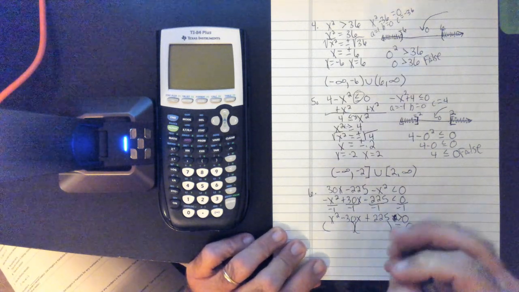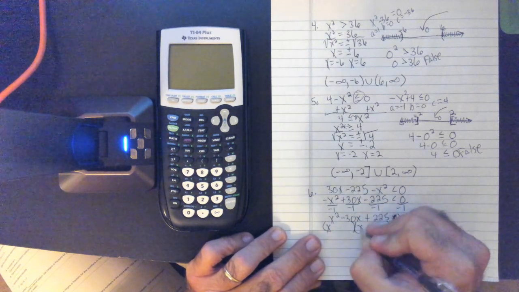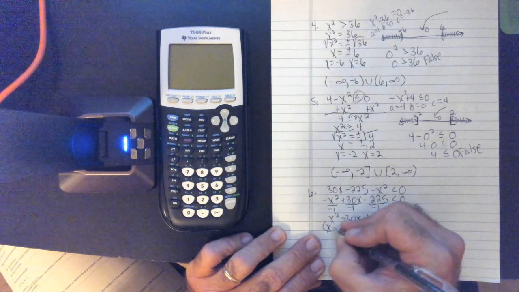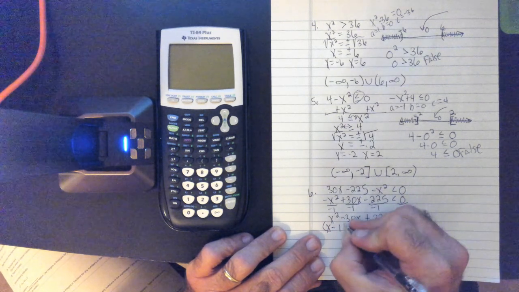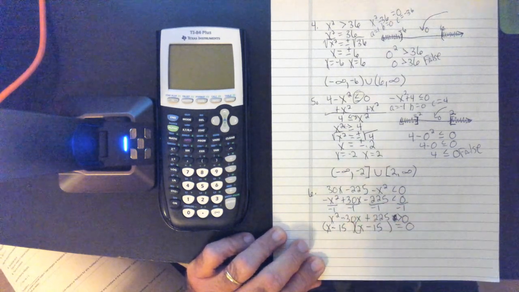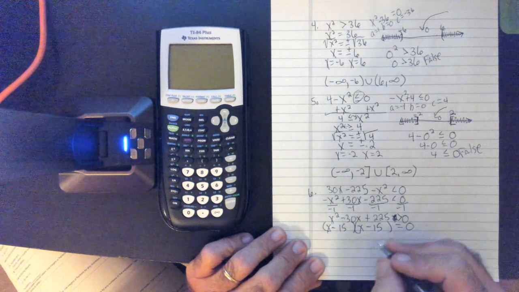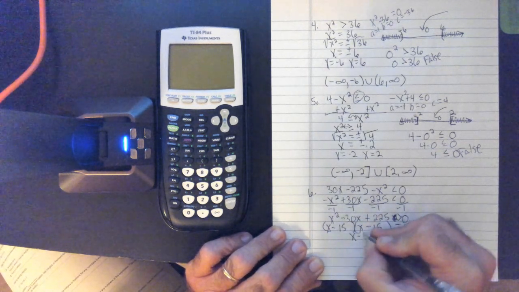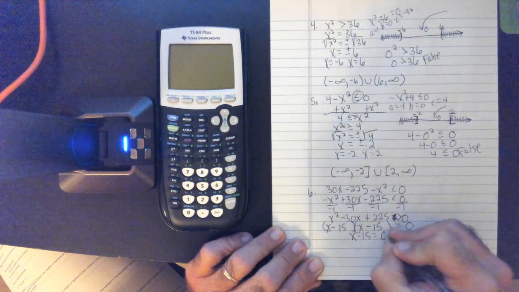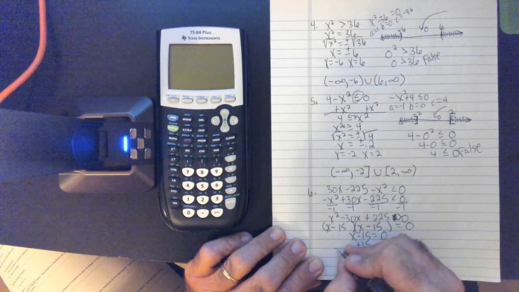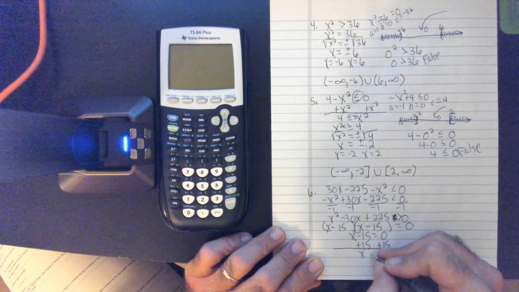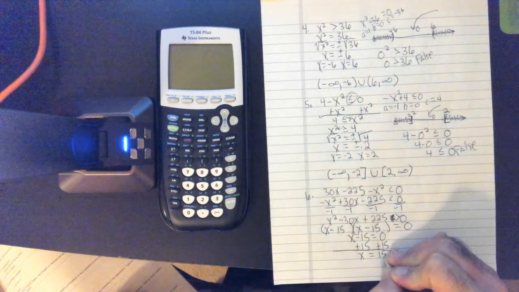Okay? Alright, so we've got an x and an x. That's positive, so both of these are negative like the middle. Factors of 225 that'll give me 30 are 15 and 15. Since these are repeating factors, I'm just going to set x minus 15 equal to 0 and solve it by adding 15 to both sides. And I get x equals 15.